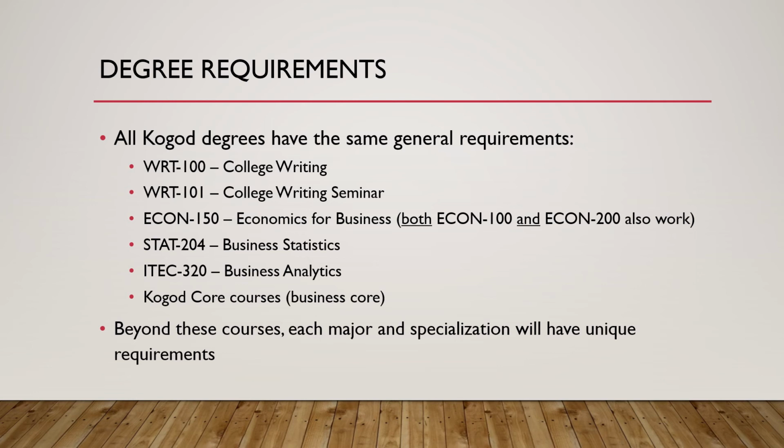The required courses for each major include Writing 100, College Writing, Writing 101, College Writing Seminar, Econ 150, Economics for Business, or students can take both macro and microeconomics, Stat 204, Business Statistics, iTech 320, Business Analytics, and then there are 12 courses within the Kogod Core that are all required for each student. And then beyond the courses listed above, each major and specialization has unique requirements.